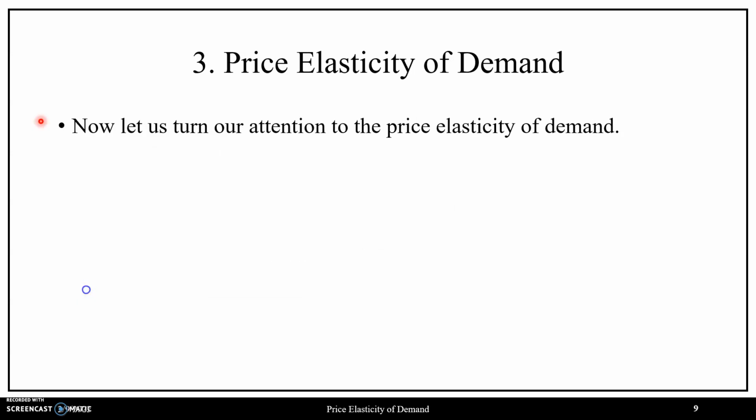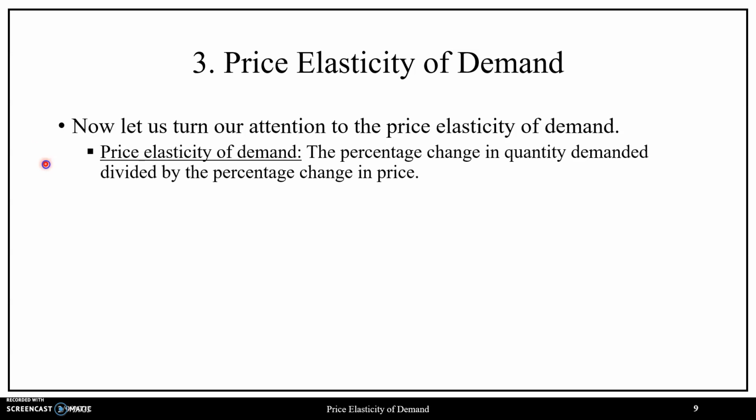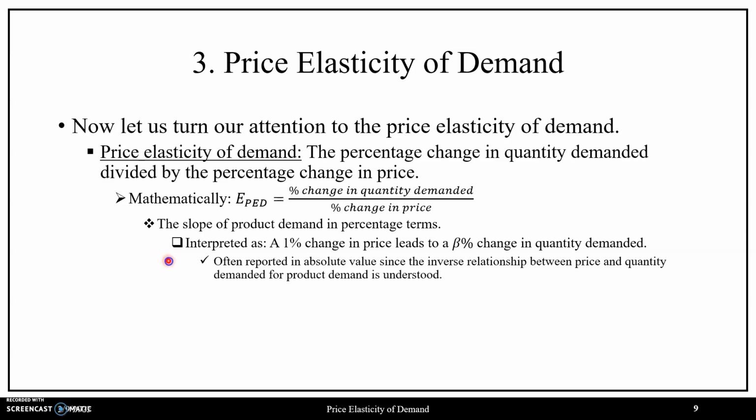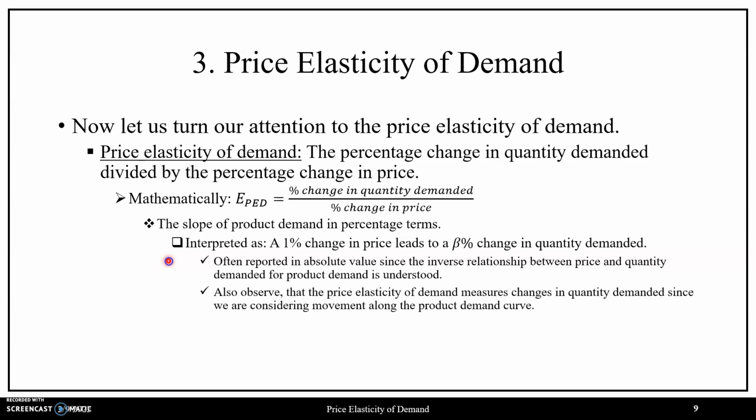Now turning our attention towards the price elasticity of demand, this is going to be the percentage change in quantity demanded divided by the percentage change in price, or mathematically, this is going to be the slope of the product demand curve in percentage terms. It is interpreted as a 1% change in price leads to a beta percent change in quantity demanded, where this is reported in absolute value since the inverse relationship between quantity demanded and price is well understood. But also observe that the price elasticity of demand measures a change in quantity demanded since we are considering movement along the product demand curve.